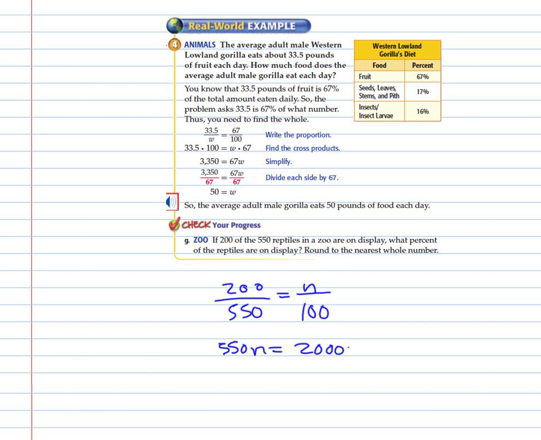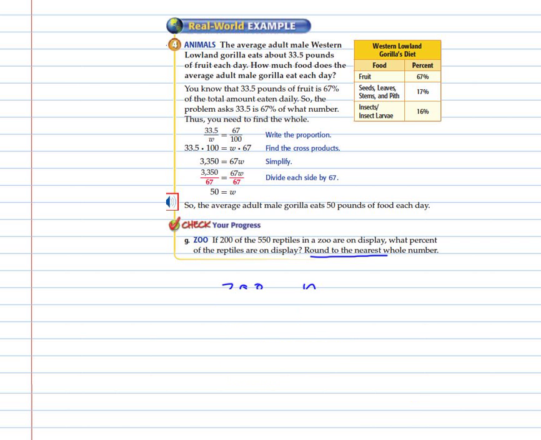Divide both sides of the equation by 550. And n then equals 36.3636... Again, it says round to the nearest whole number this time, so n is going to round to 36. And in this case, the answer is percent. So 36% of the reptiles are on display.